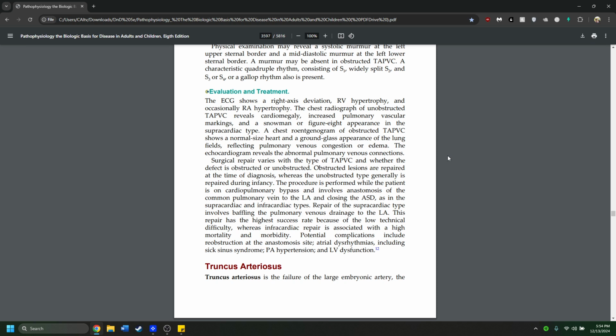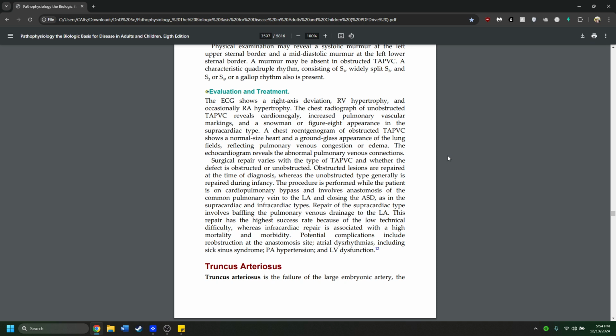Repair of the supracardiac type involves baffling the pulmonary venous drainage to the left atrium. This repair has the highest success rate because of the low technical difficulty, whereas infracardiac repair is associated with a high mortality and morbidity. Potential complications include reobstruction at the anastomosis site, atrial dysrhythmias, including Scimitar syndrome, pulmonary artery hypertension, and left ventricular dysfunction.